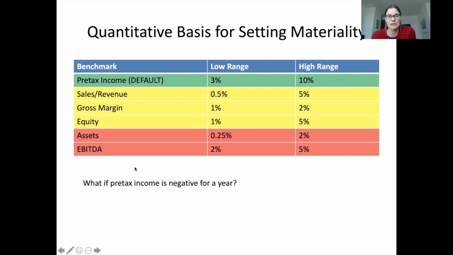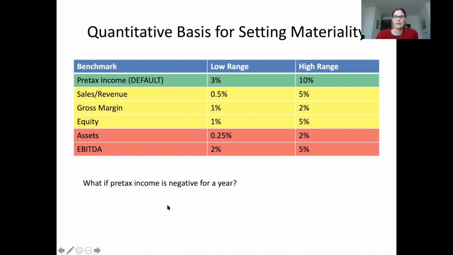We have this little question down here. What if pre-tax net income is negative for a year? Okay, so pre-tax net income, we said, is our typical default materiality threshold for a for-profit business, right? Because for for-profit businesses, pre-tax net income is a major metric that they're judged on.